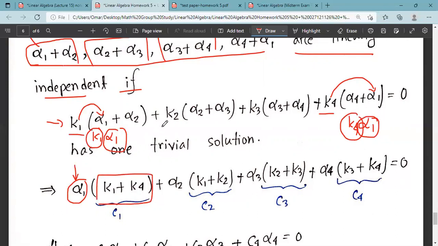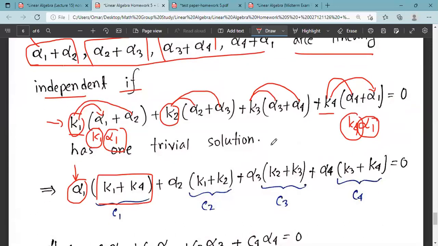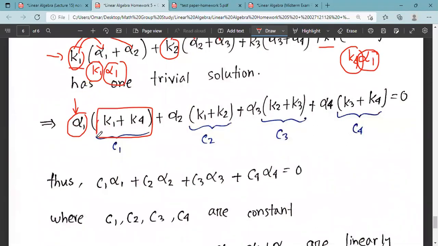This way, if you take alpha 2 common, you can get k2, and here is k1, so you get k2 and k1. For alpha 3 you can get k3 and also k2. For alpha 4 you can get k4 and then k3. So you can just imagine how I did this part. You can do it in your head. Then k1 plus k4, let's call it c1, and k1 plus k2 we can call c2. They are just some constants.